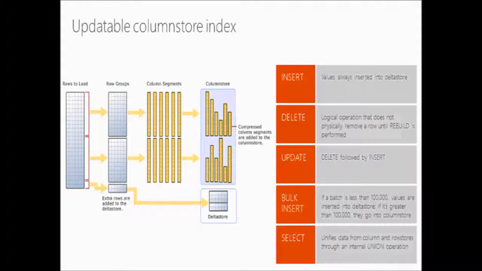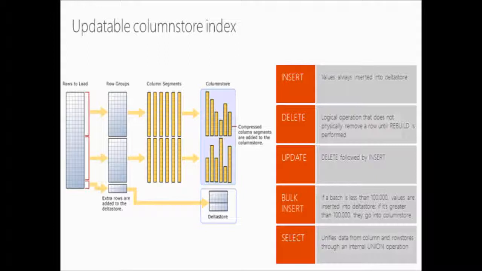As you can see, we have insert, delete, update, and select statements. All the inserts go directly to the data store, as I said. When the data store reaches 1 million records, the system automatically converts it to column segments and column store representation, and it creates a new data store for new data inserts.